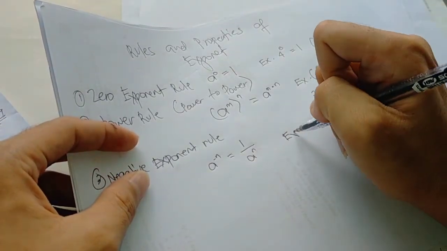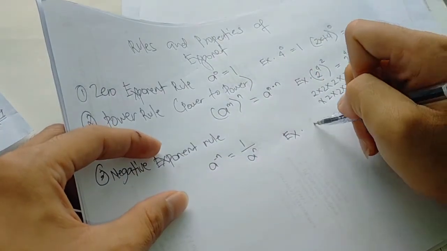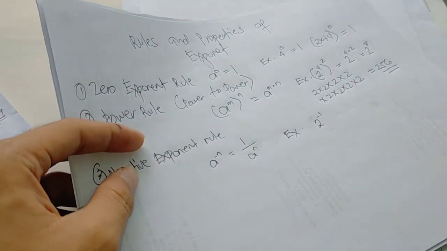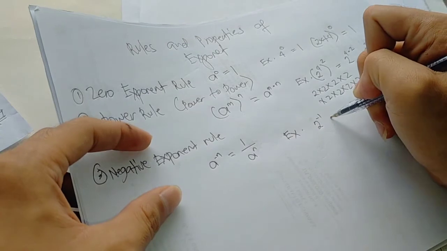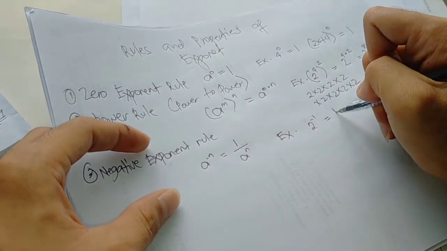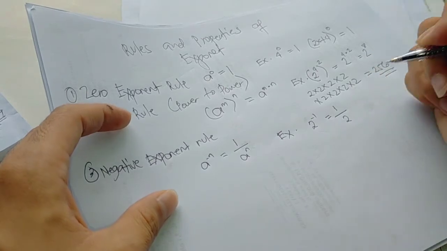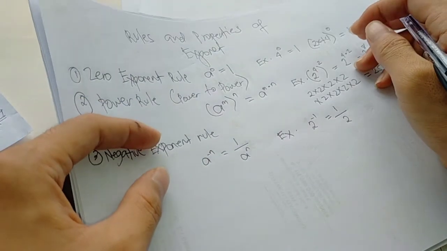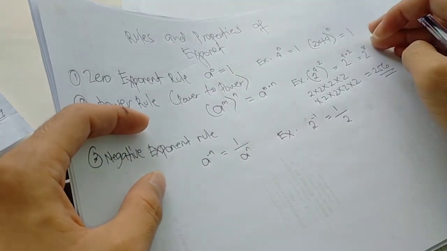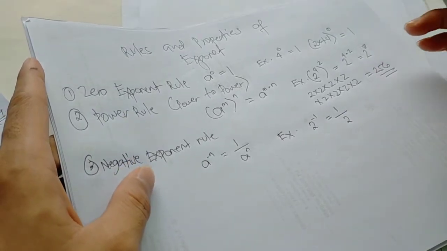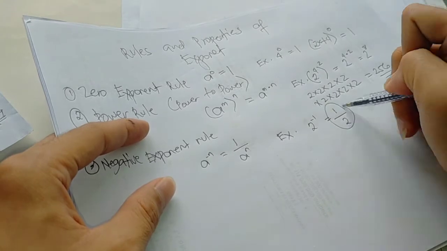Example, 2 raised to the negative 1. So, para maging positive yung negative 1, we will get the inverse. So, it will become 1 over 2 raised to positive 1. So, pag 1 naman yung exponent, kahit hindi na natin ilagay. So, di ba, automatic na siya na may 1 na exponent.